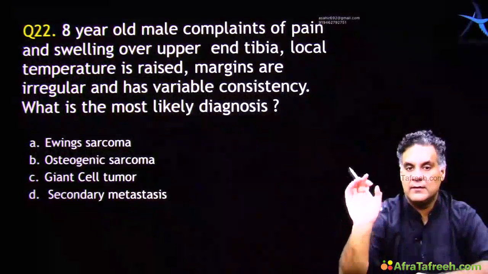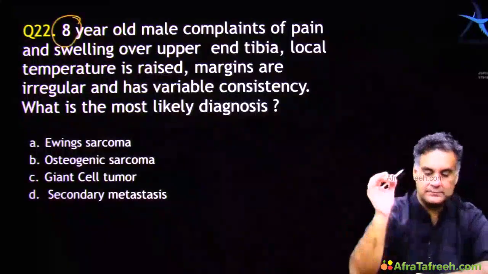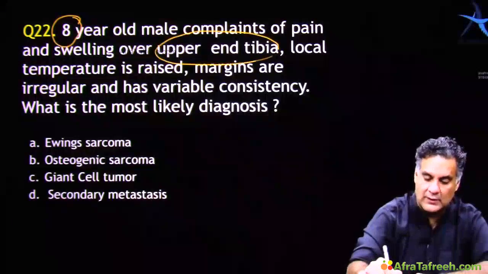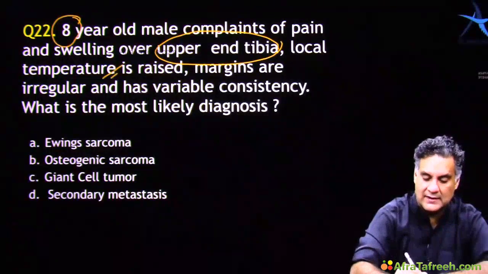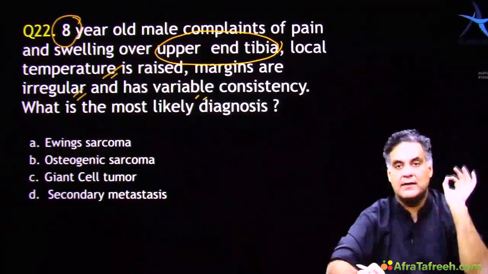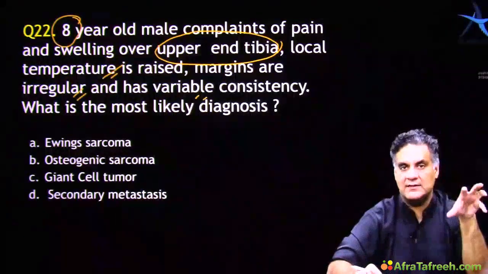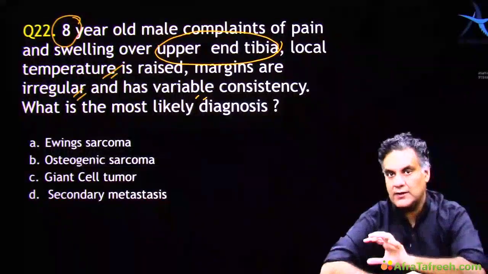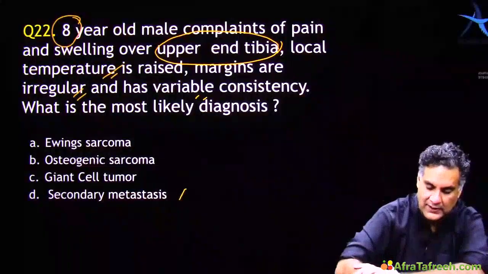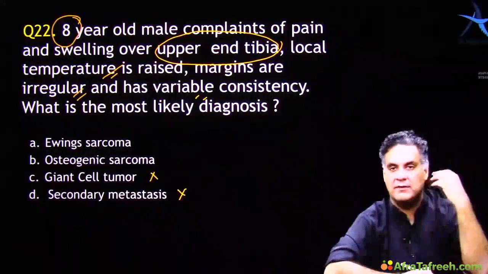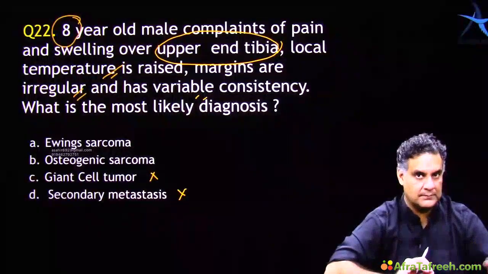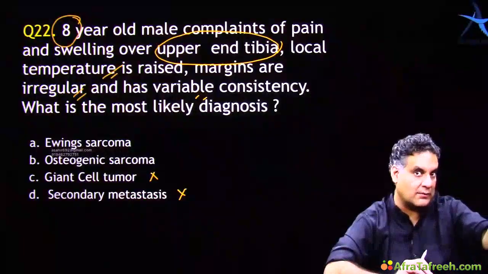An 8-year-old boy, first decade of life, complains of pain and swelling of the upper end of the tibia, local temperature raised. Margins are irregular, variable consistency. Irregular margins and variable consistency mean it's an aggressive lesion like a malignancy. At 8 years, you won't think of MFH because it's more than 40. GCT you won't think of because it's usually between 20 and 40. So you have Ewing's and osteogenic sarcoma. By age, Ewing's is more common.